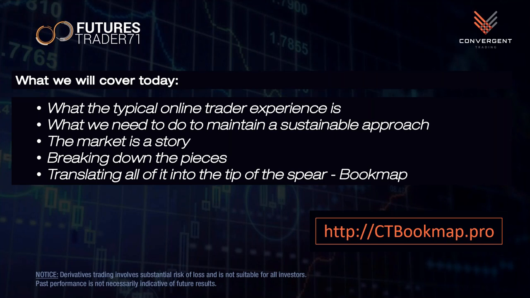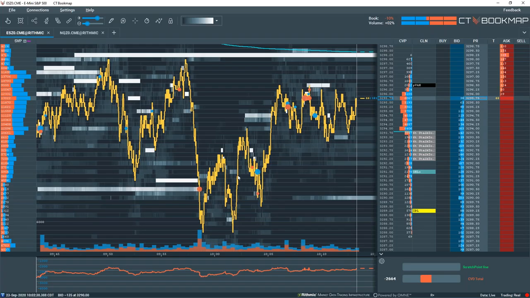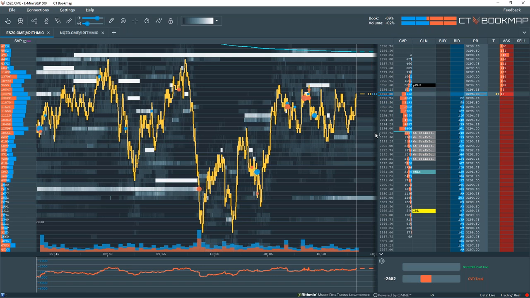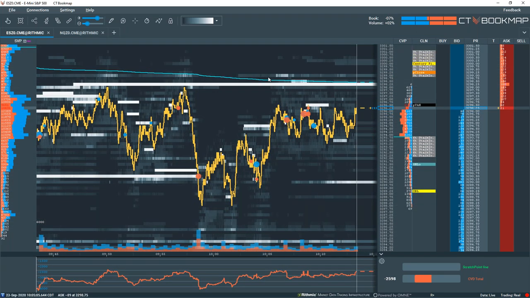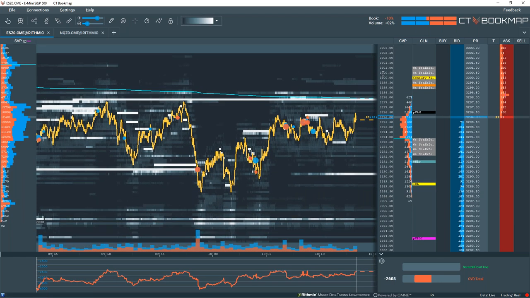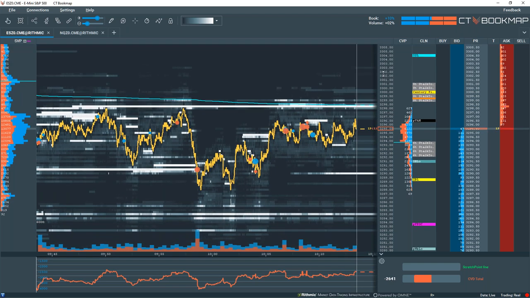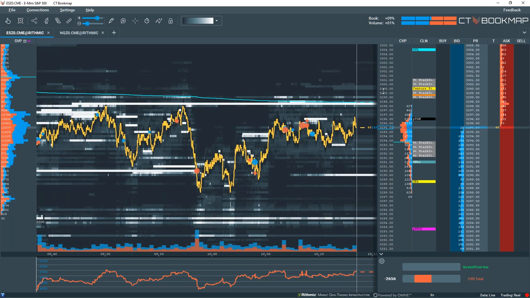Or they jump into Bookmap and they see these dark and light lines and they see all these fancy things everywhere. This is my Bookmap screen. I actually usually view it in color, but we'll do monochrome for today. It just simplifies things for me. At least I don't have to mess with the colors.